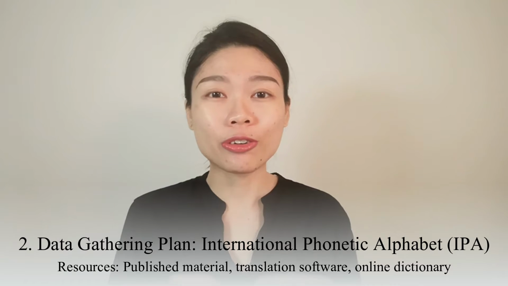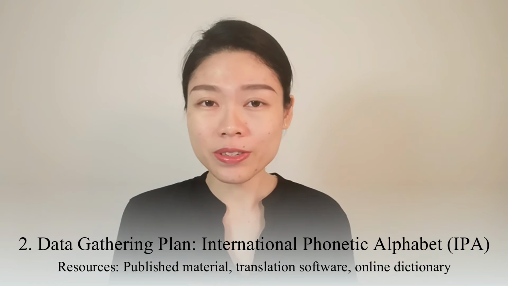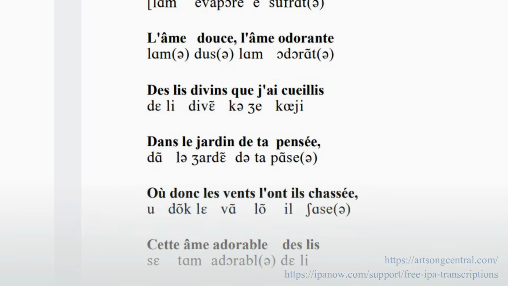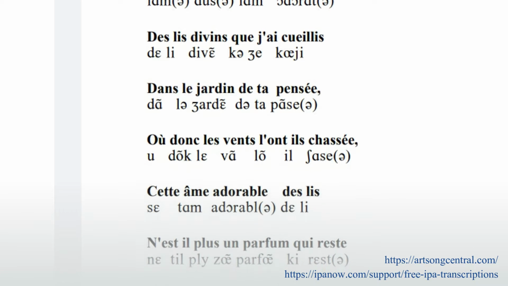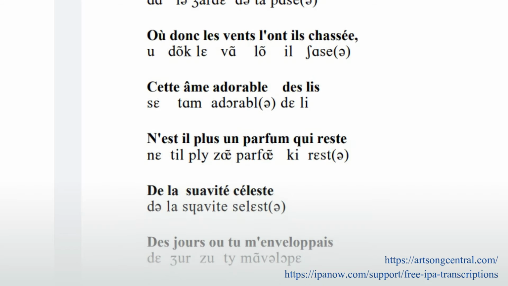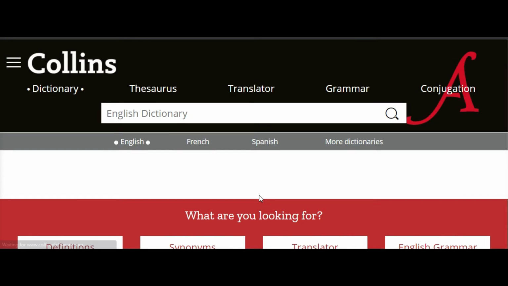Secondly, look for your IPA. There are sources of music scores or lyrics which already have the IPA written down on the documents. If you couldn't find these resources, go to Google Translate or an online dictionary and check what the IPA is, and write it down word by word. Here's what I usually do.